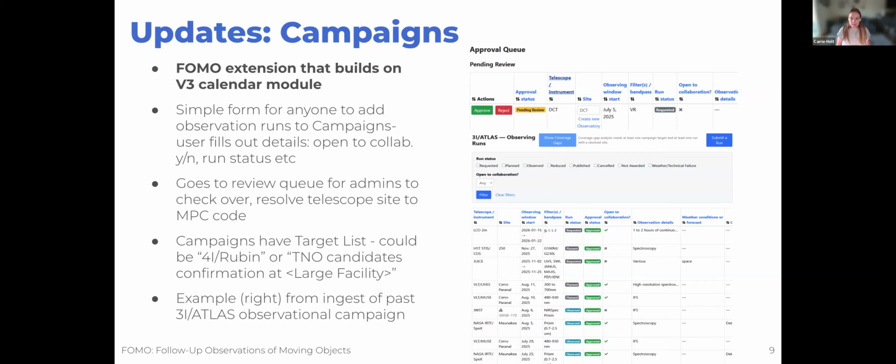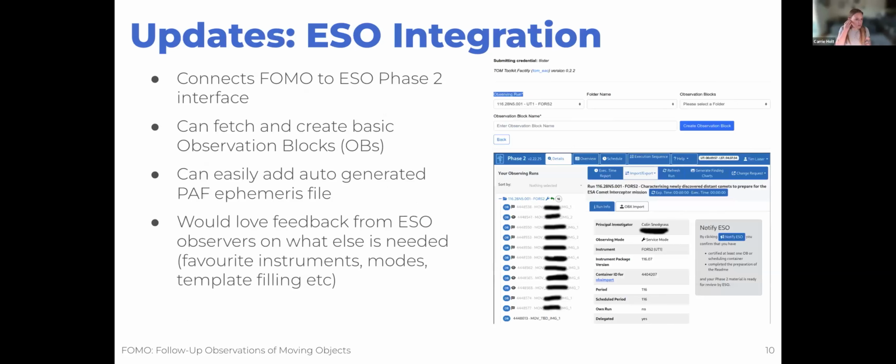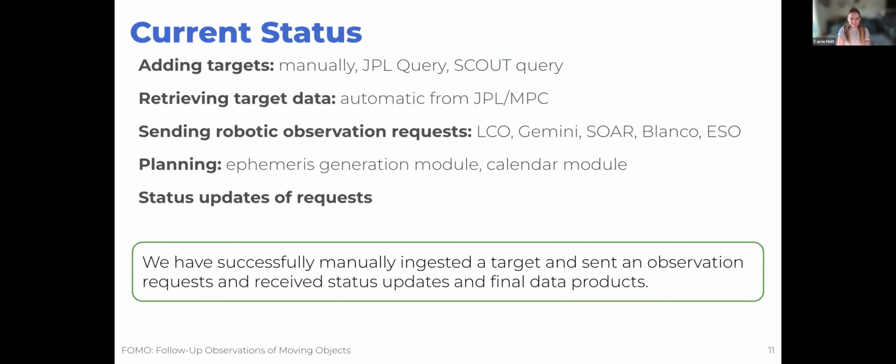So example on the right here, you see this is what you would put in to submit your observations. And then below you can see an example of an ingest of a pass through an Atlas observational campaign that was just a spreadsheet passed around. And so this is something that I know people have been looking forward to, and happy that that is existing now. We've also been able to connect FOMO to the ESO Phase 2 interface. So we can fetch and create basic observation blocks and easily add the generated ephemeris file specific to Phase 2. And we're always looking for feedback from ESO observers on what you might like.